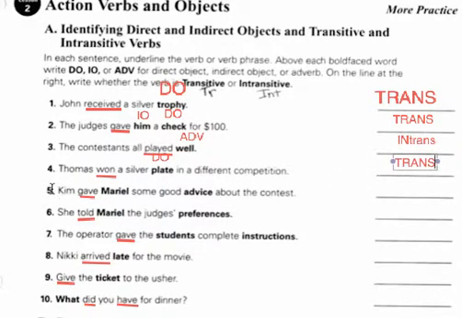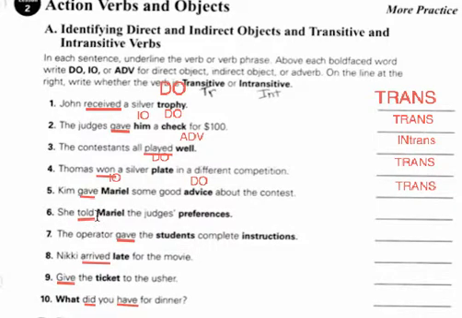All right, let's go a little bit faster. Number 5, Kim gave Mariel some good advice about the contest. Well, here we go. About the contest, prepositional phrase, put parentheses around it. What did Kim give? She gave what? Well, she gave advice. Advice is our direct object. Who got the advice? The indirect object is Mariel. She is the one who indirectly gets the action from the verb. And do we have a direct object? We certainly do. That makes this transitive.